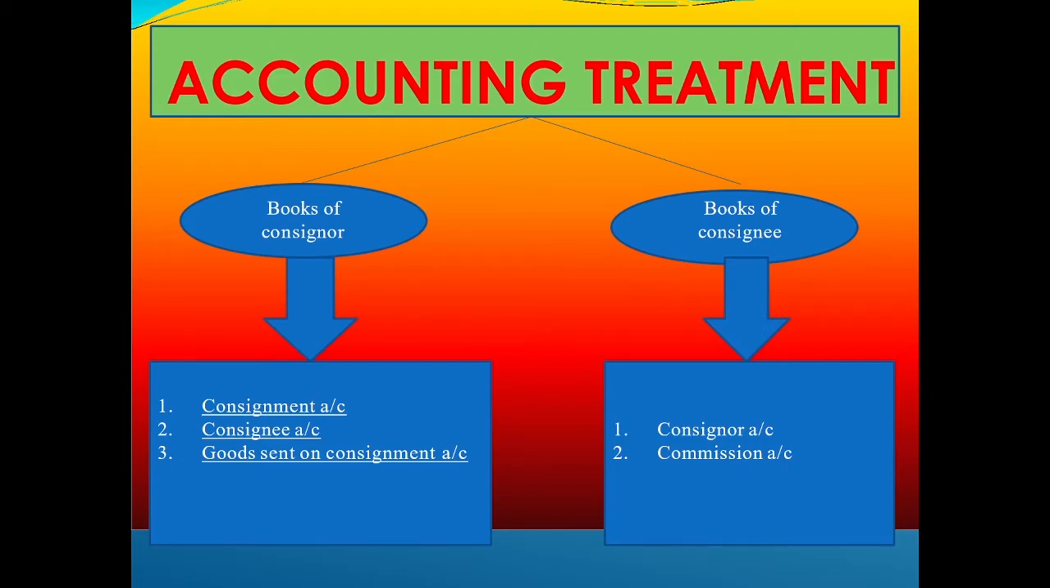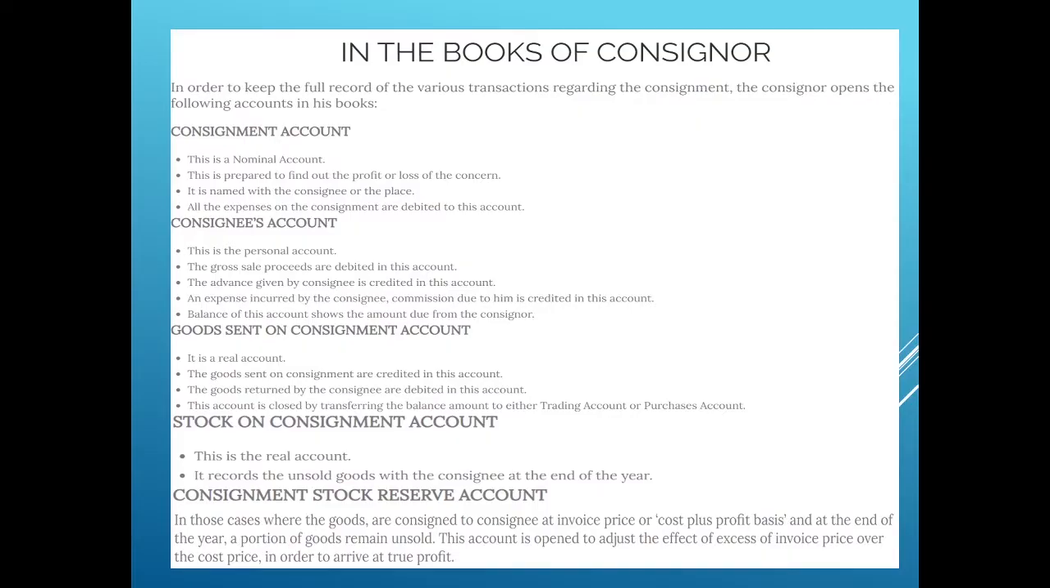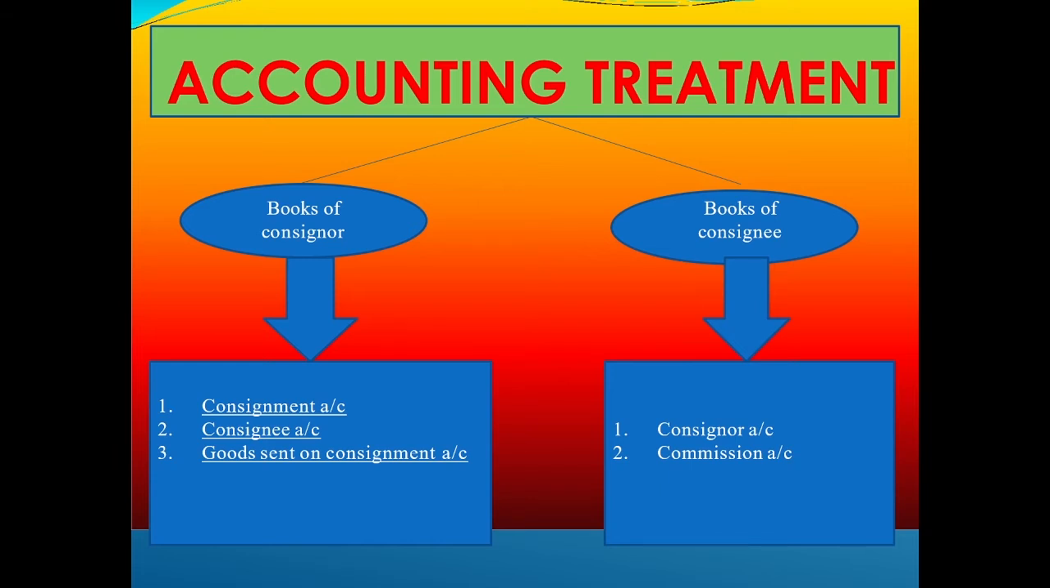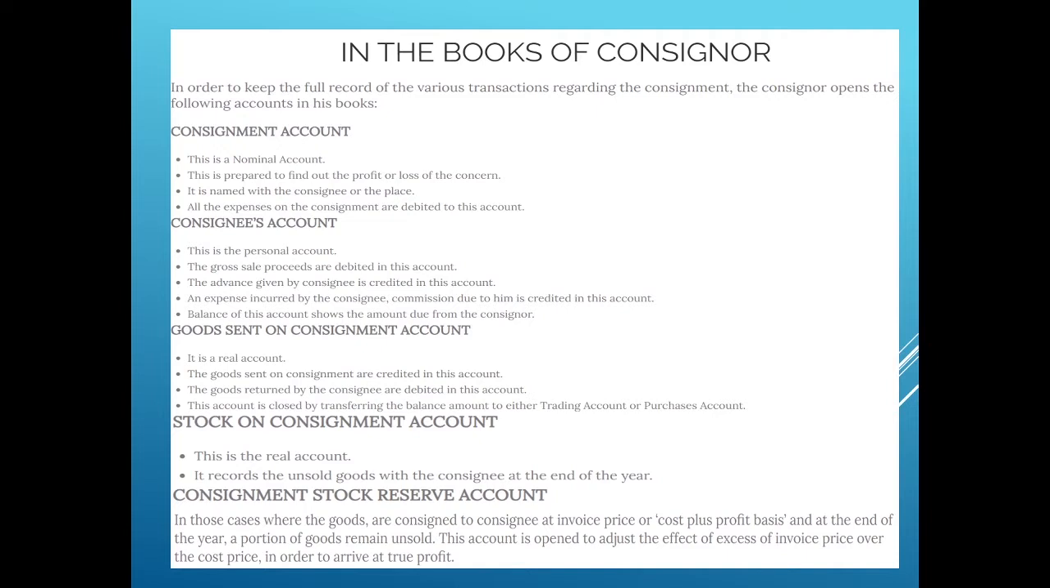So accounting treatment: in consignment, we have to prepare 3 ledger accounts in the books of the consignor, and 2 ledger accounts in the books of the consignee. So in the books of the consignor, we are preparing the consignment account. It is a nominal account. By preparing this account, we will find out profit or loss. It is named with the consignee or the place, for example, Ahmedabad consignment account or Kiran consignment account.